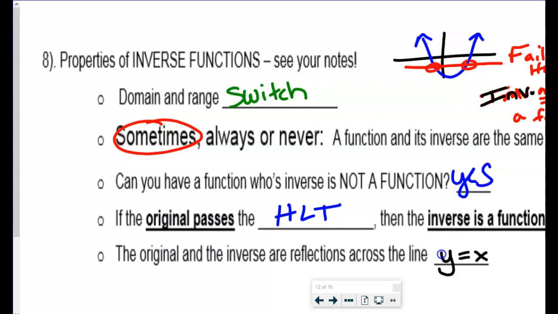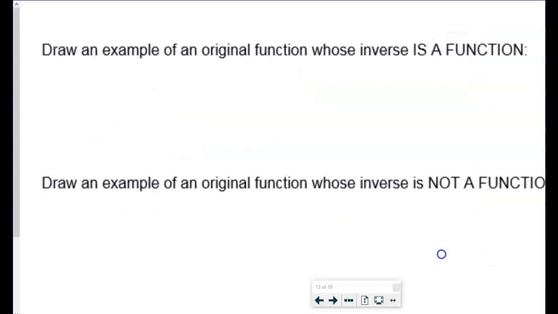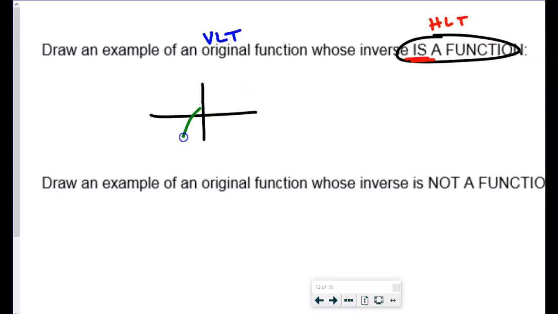So I want to make it very clear, guys, that the questions that you're going to encounter on your test this time are going to be a little more like these next questions, so a little higher level thinking. Draw an example of an original function whose inverse is a function. All right, so for the original to be a function, I need the original to pass the vertical line test, and because you want the inverse to be a function, you also need it to pass the horizontal line test. So there's a lot of things you could draw for me, but this is a good example of it passing the vertical line test, so it's a function, and it passes the horizontal line test, and that makes its inverse a function.